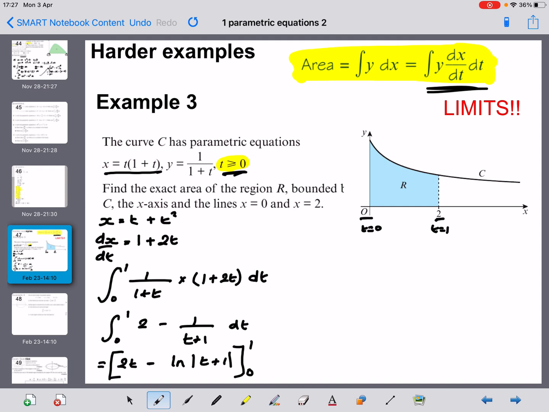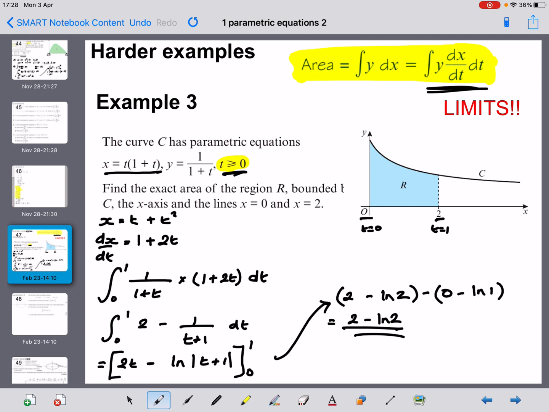So if I substitute 1 in, 2 minus log of 1 plus 1 is 2. Take away 2 times 0 is 0, minus log of 1, which is also 0. So the final answer is 2 minus log 2. And that's the exact area bound by the curve.